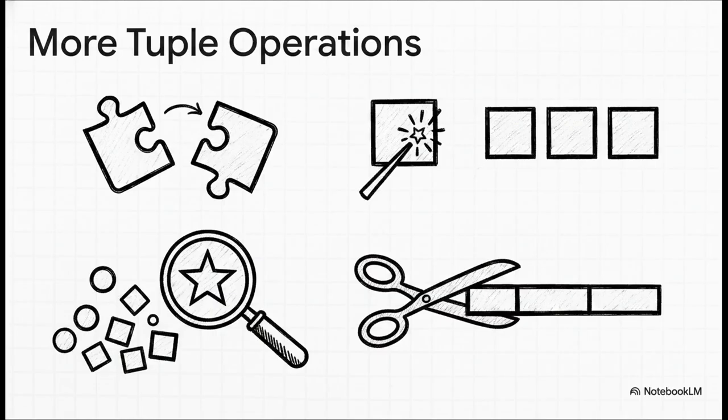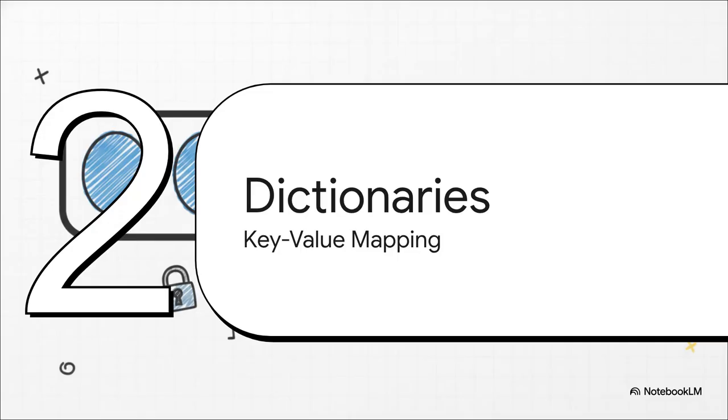We can concatenate them using the plus symbol, which just creates a brand new longer tuple. We can repeat their contents using the asterisk. Want to check if specific data exists in there? Just use the in or not in operators for quick true or false. And naturally, we can use the standard slicing syntax, start, stop, and step, to extract specific segments without disturbing the rest of the sequence.